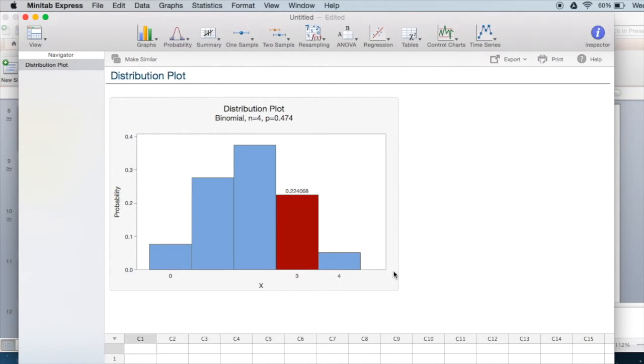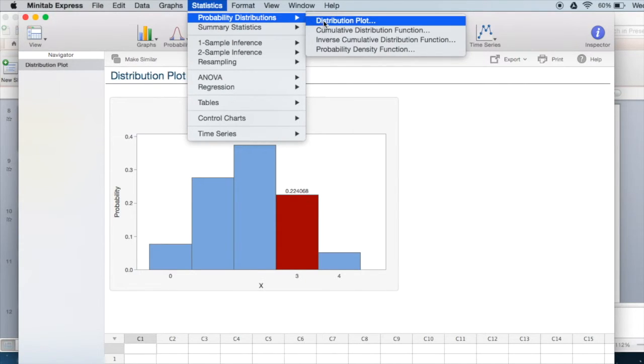This will give me a distribution plot with 3 shaded in. We can see here the probability of winning exactly 3 out of 4 rounds is 0.224068, which is the same probability that we got using the formula and doing the hand calculations. What if we wanted to know the probability of winning 3 or more games? Because in order to make money, you would have to win more than half of your games.